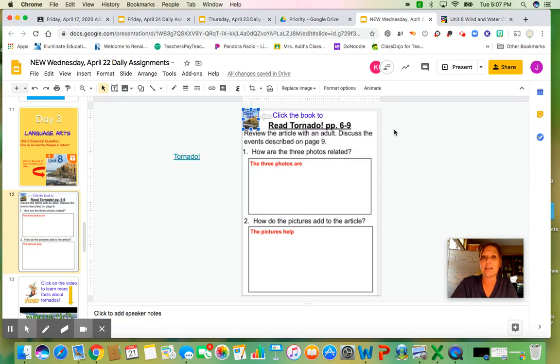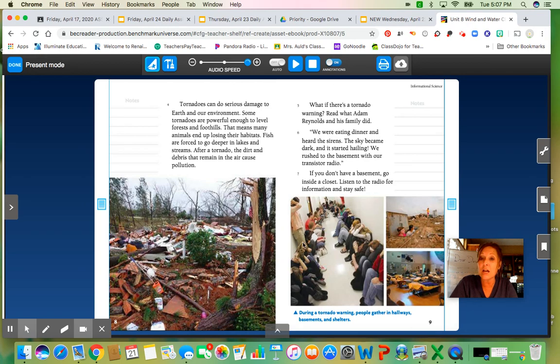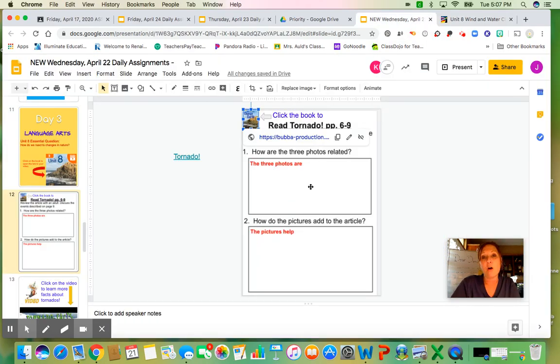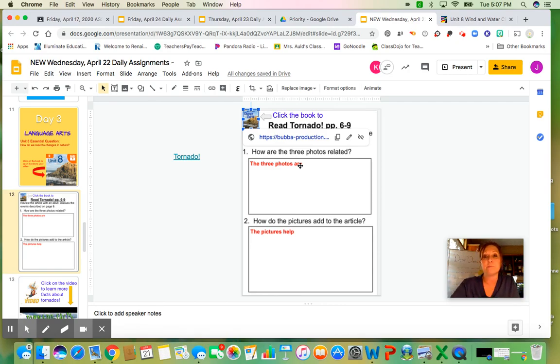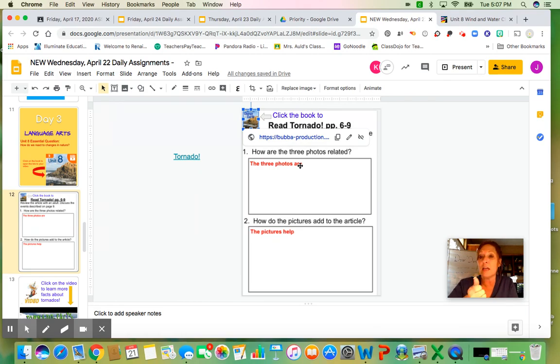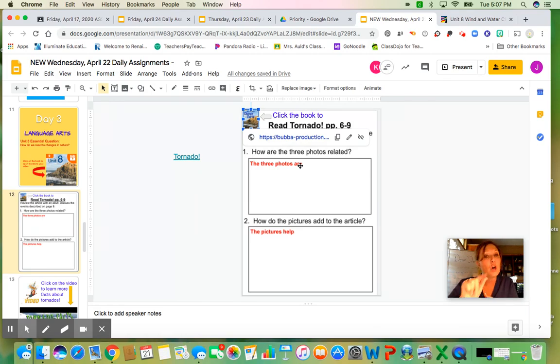Okay, so our question said, how are the three photos related? Okay, so it's specifically talking about these three photos. Well, what do you see in those three photos? So please make sure that you explain to me how those photos are related. I have my sentence starter here. It says the three photos are related. The three photos are showing, okay, and finish that sentence. All right, make sure that you end your sentence with a period. Go back, read it back to yourself, and make sure it makes sense.